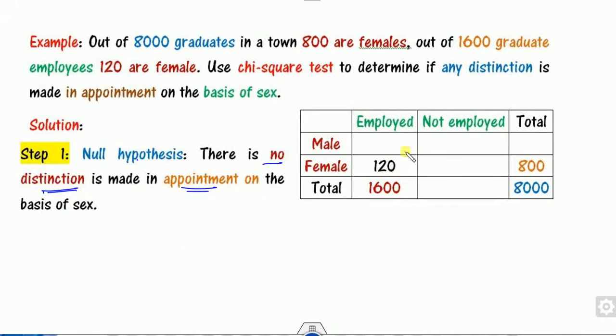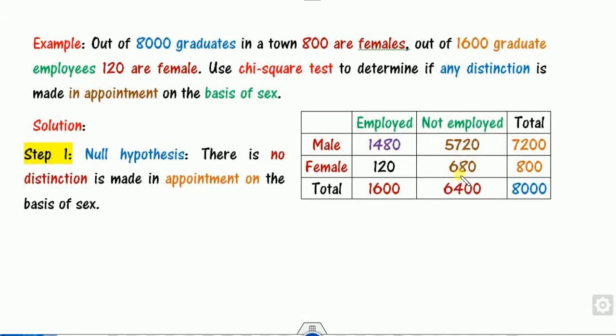Can you find the remaining entries? This is 8,000, so this is my 7,200. This is my 1600, this is my 1480. This is my 800, this is 120, this is my 620. This is my 1600, this is my 8,000, so this is my 6,400, and you can find this value also. Okay, so you can find this.